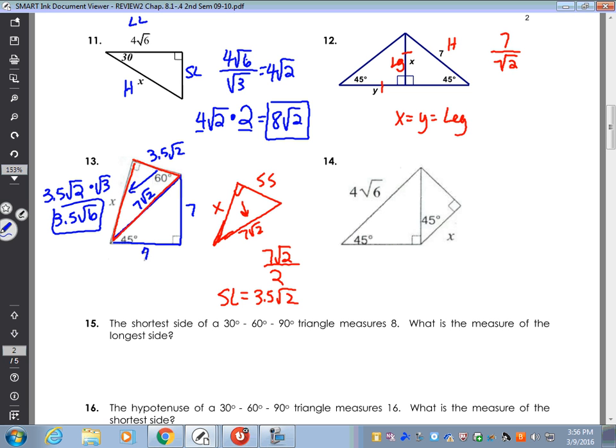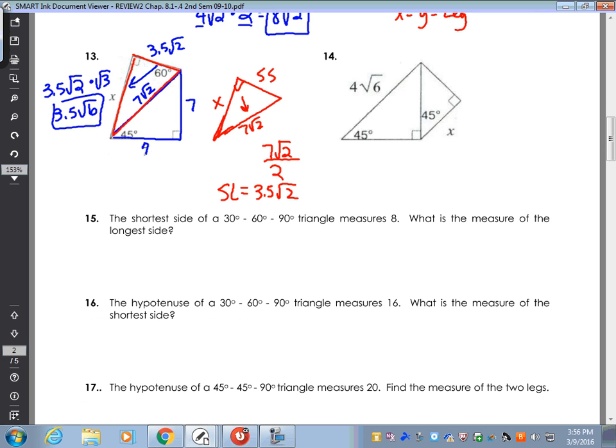So you will have one that is a multi-step. And then we'll talk about 15. No pictures. You're going to have to draw them to help you problem solve.